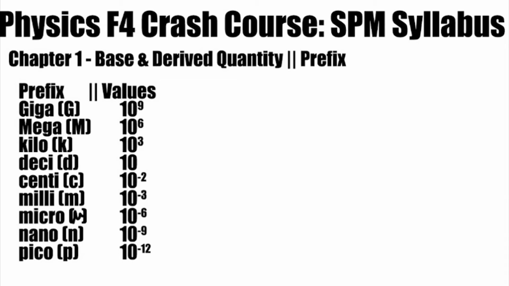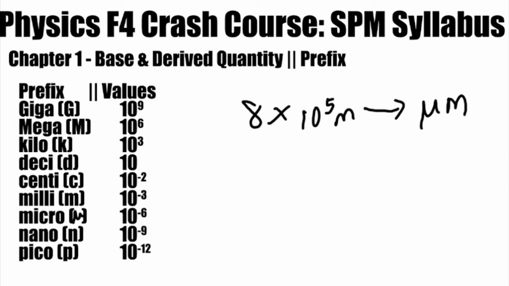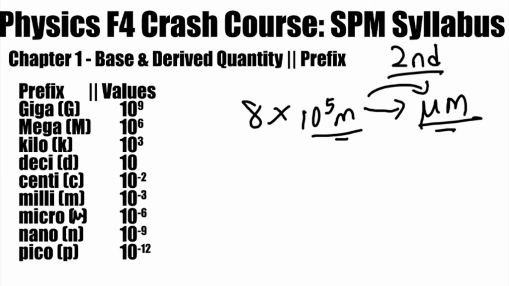Instead of asking me questions that simple, they gave me a value like 8 times 10 to the power of 5 meter to micrometer. And this time I see something interesting. I'm starting off with meter here, and I need to go to micrometer. That's when I remember that it is the second case, where you are going to another prefix instead of trying to find out the meter only. So when it is the second case, instead of multiplication, we are going to invert the value.